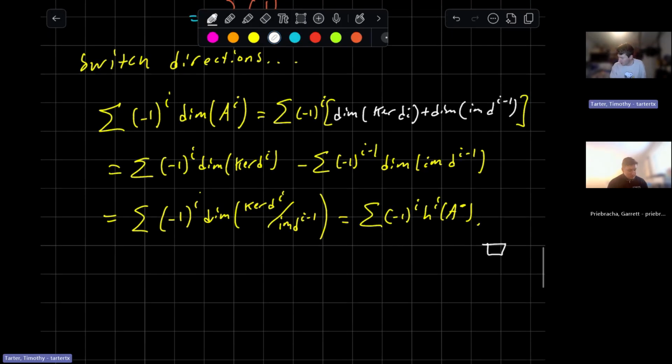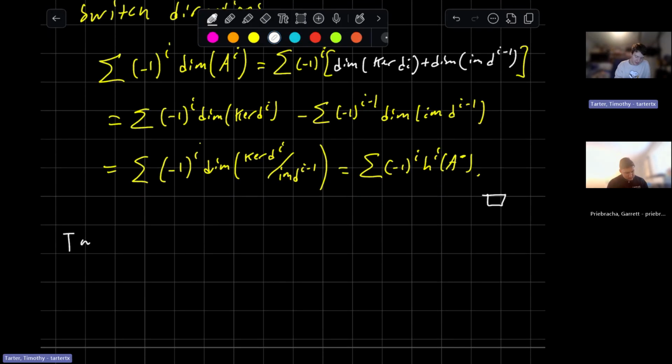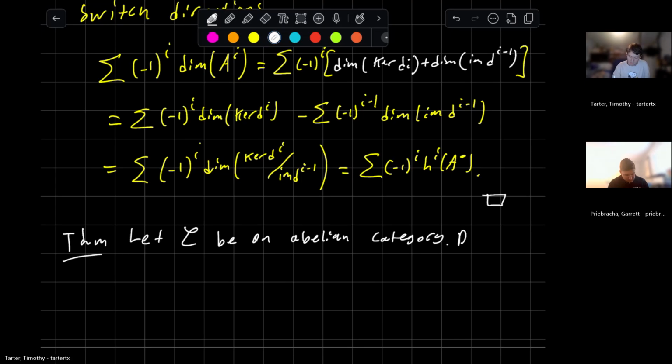Okay, so I'm going to say this is a theorem and we're going to prove it. Let C be an abelian category. Define the category of complexes over C.